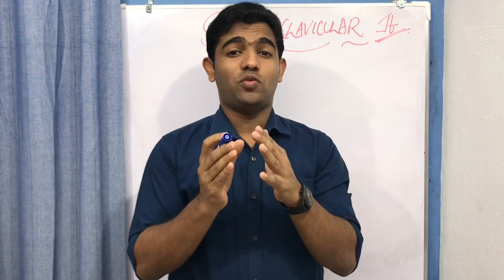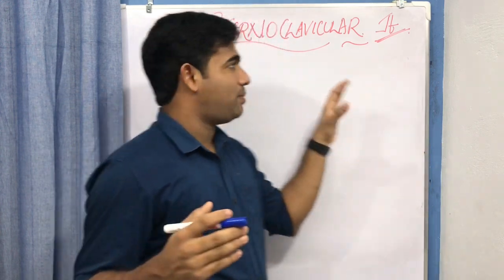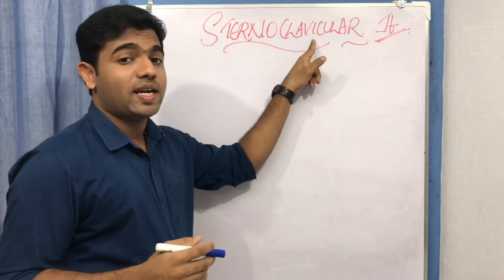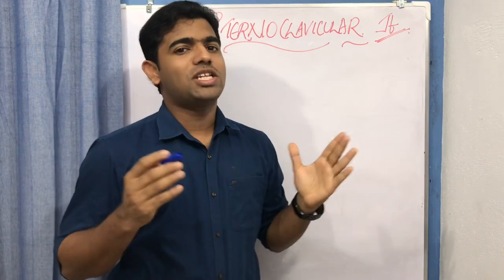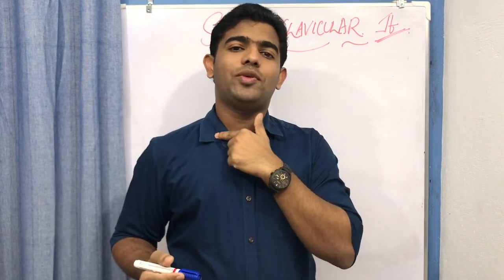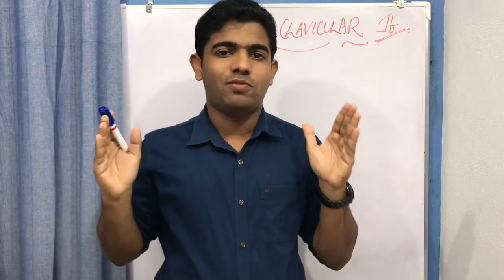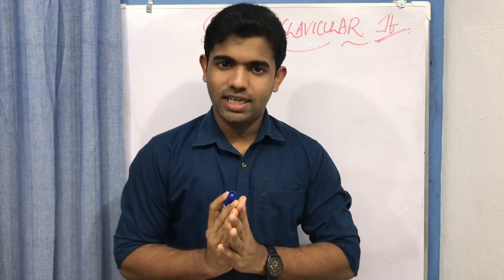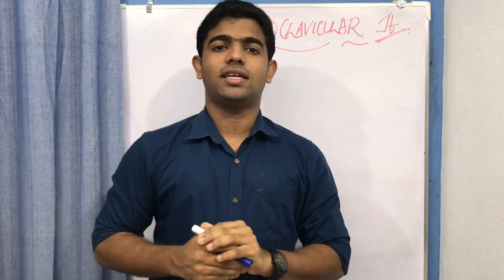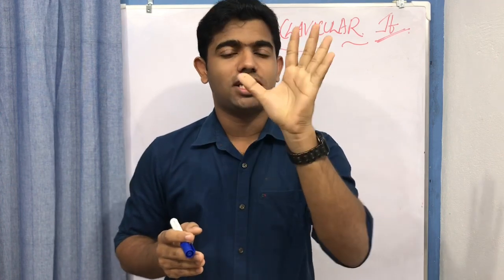We are going to start with the sternoclavicular joint. The name itself is self-explanatory, that is, it's the articulation between the sternum and the clavicle. But that's not the complete picture. Anatomical textbooks refer to it as the articulation between the sternum and the clavicle. But biomechanically, if we evaluate, we see that it is an articulation between the clavicle, the sternum and the first costal cartilage.